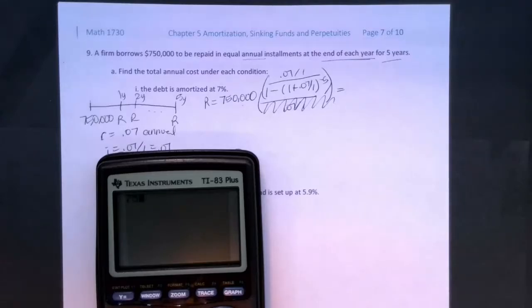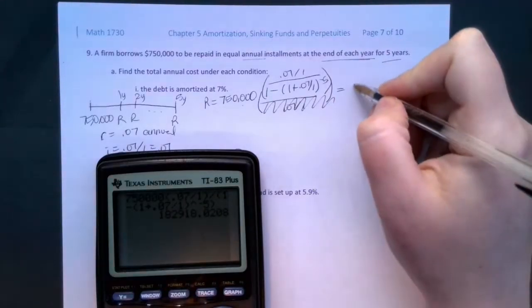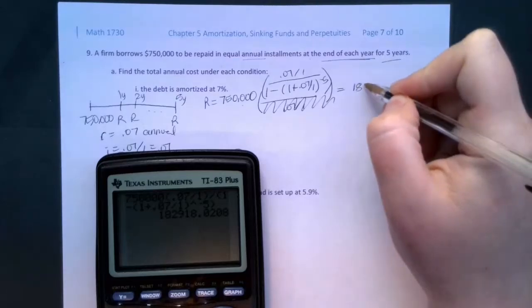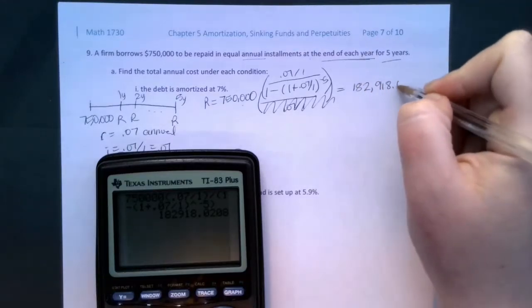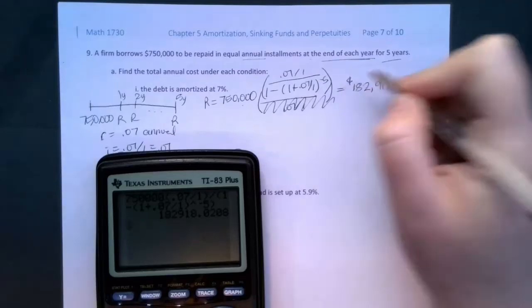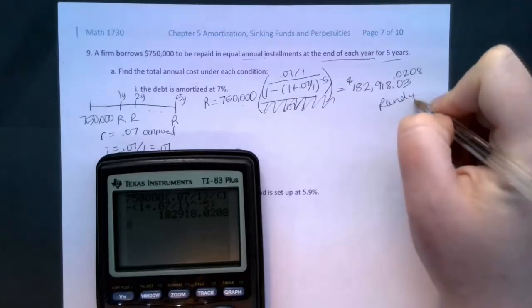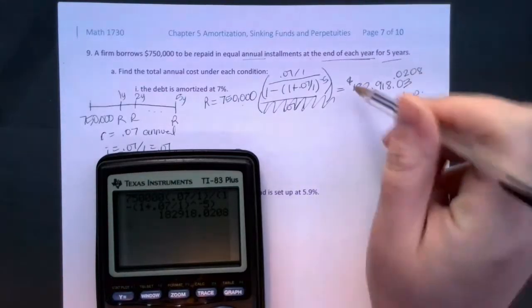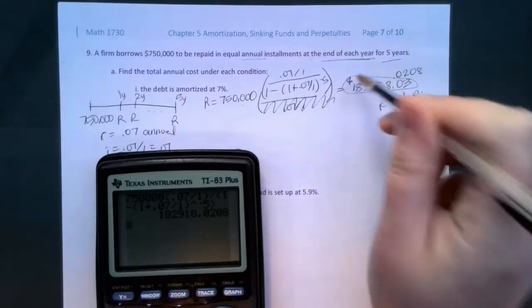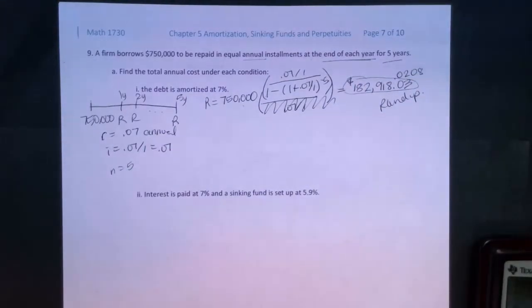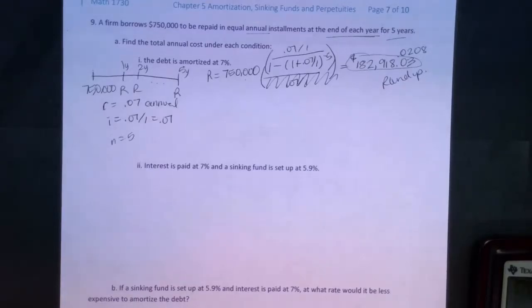So when we enter that in our calculator, we get 182,918 and 3 cents, because here again we have 0.0208, so we're going to round up to the next decimal. So this right here would be our monthly payment if we were just going to take it as a regular loan like we would a home loan, but that's not what we're doing.